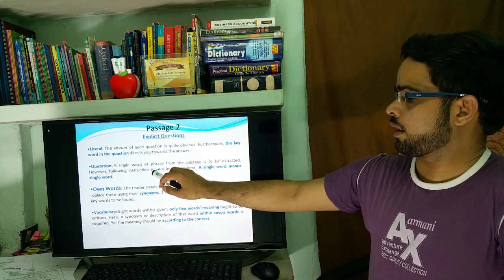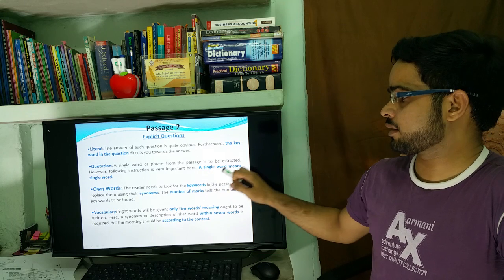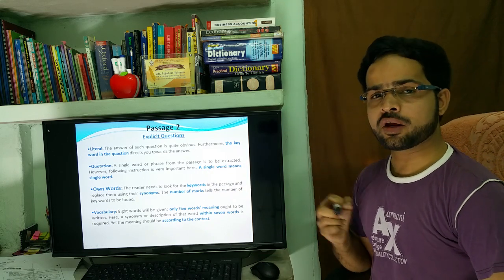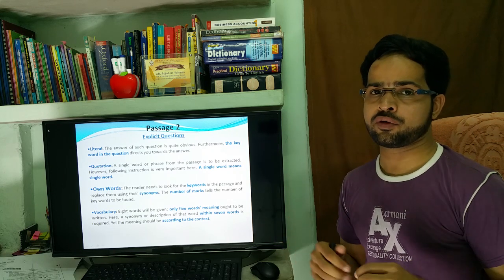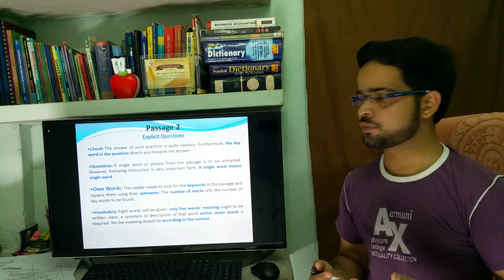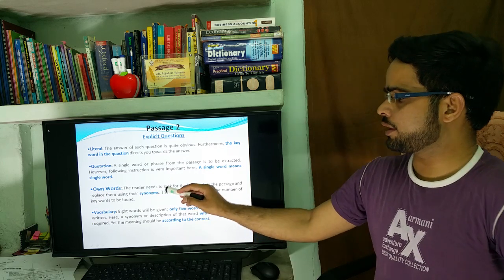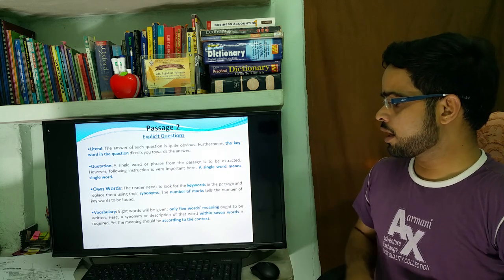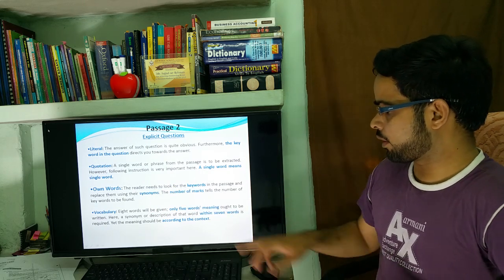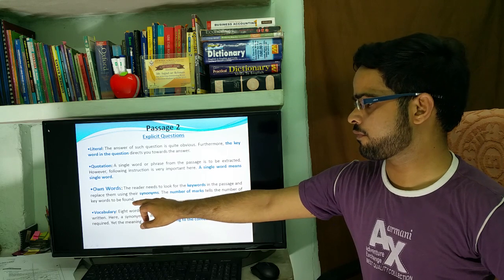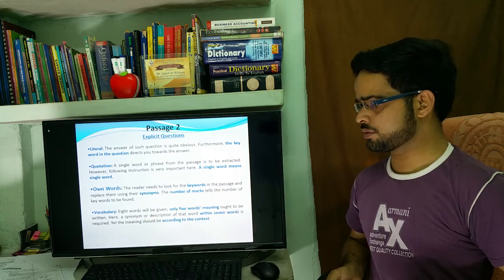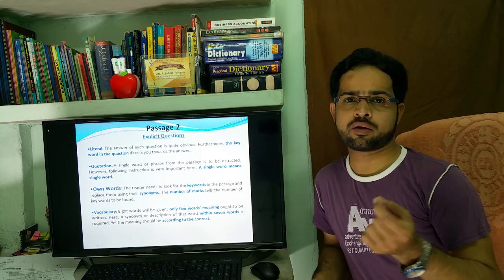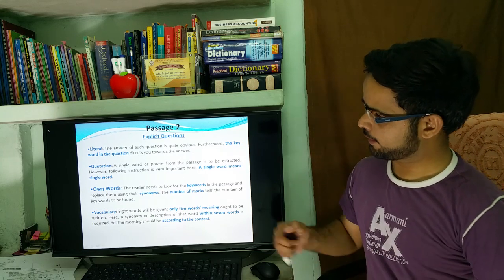However, following instructions is very important here. A single word means a single word. If they are asking you to answer in a single word, you have to answer in a single word. If you answer it in a phrase, you lose marks. Own words. The reader needs to look for the keywords in the passage and replace them using their synonyms. The number of marks tells the number of keywords to be found. In own words questions, you need to find the synonym of a specific word or phrase.